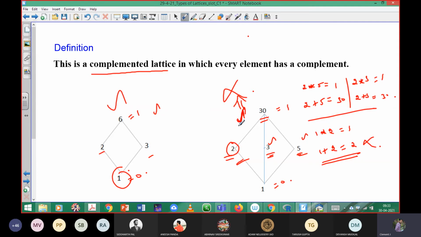Anyway, good. Likewise, there might be some chances. If you extend one more vertex, what will be there? Now you can consider one more element, 45. You can keep the same diagram. Can I determine the complement element of 45? It's 1, no, sir. Is it right?